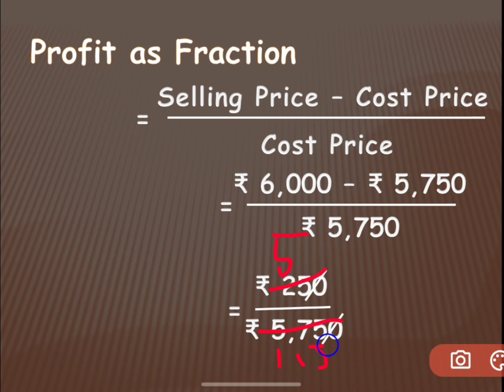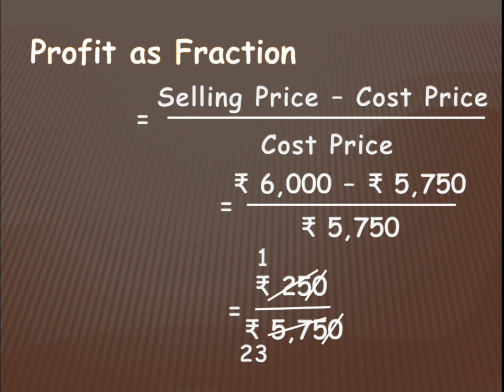Again you have 5 in both. So 5 1s are 5, 5 2s are 10, 15, 23. 1 by 23. So either you can cancel like this, or you can go with the direct 25 table, which is 25 ones are 25, 25 23s are 575. Okay, so the fraction is 1 by 23. So the fraction for the profit for the given problem is 1 by 23. So therefore profit as fraction is equal to 1 by 23.